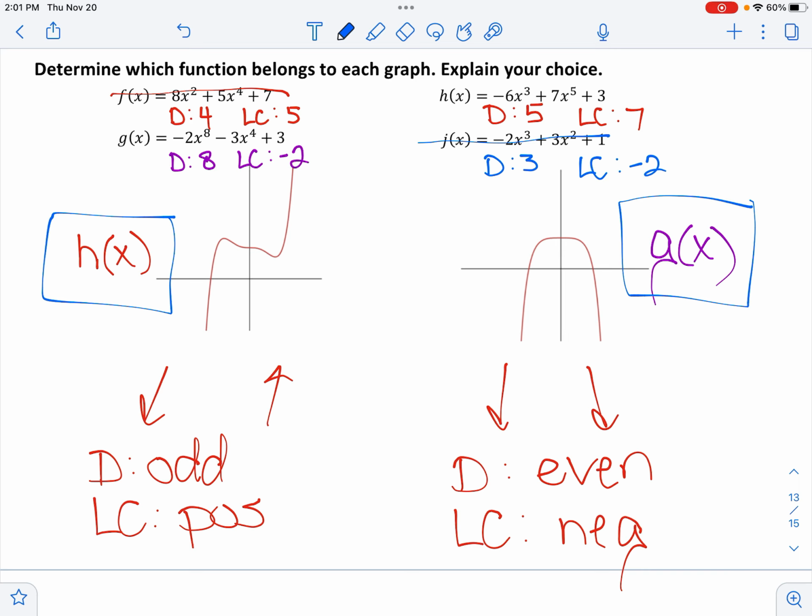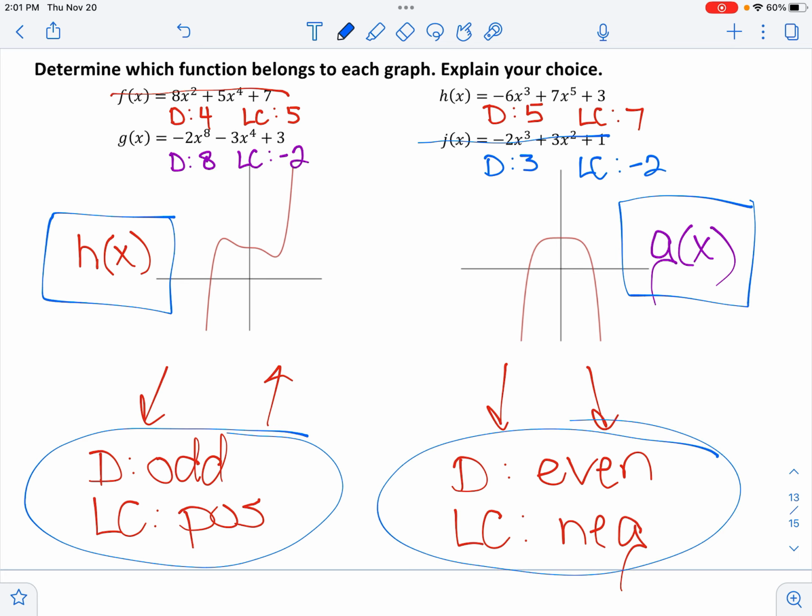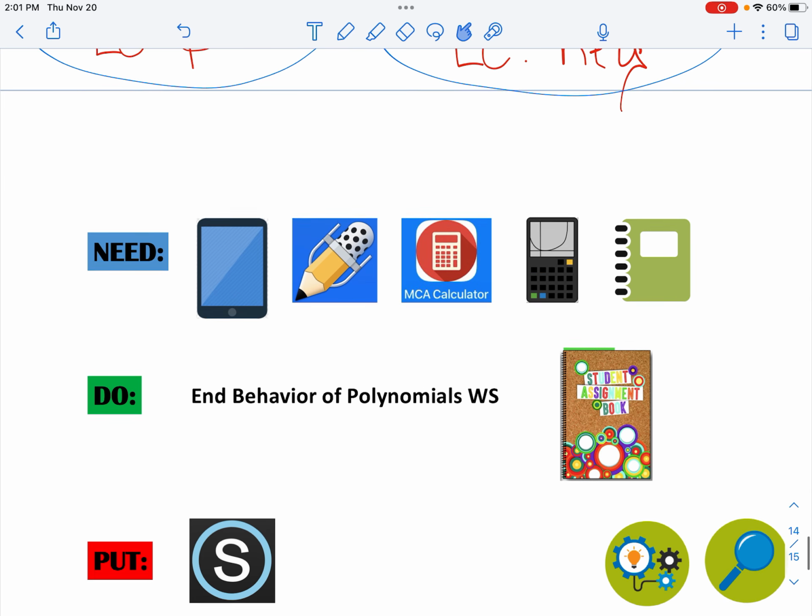Now it says explain your choice. Well, because I started with this already explains it. I don't really have to go any further than that. So that might be a good way for you to start as well. Okay. And that is really it.